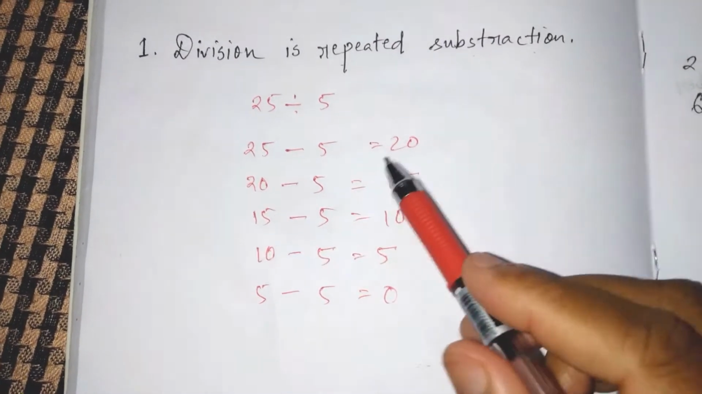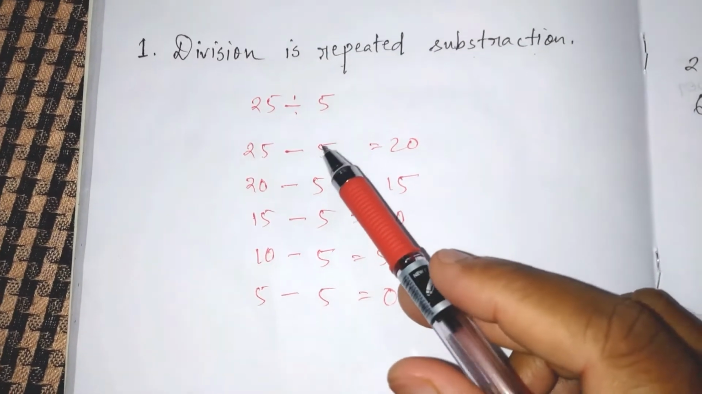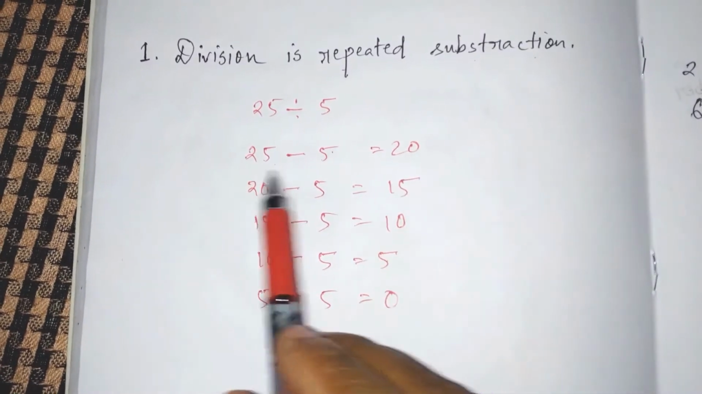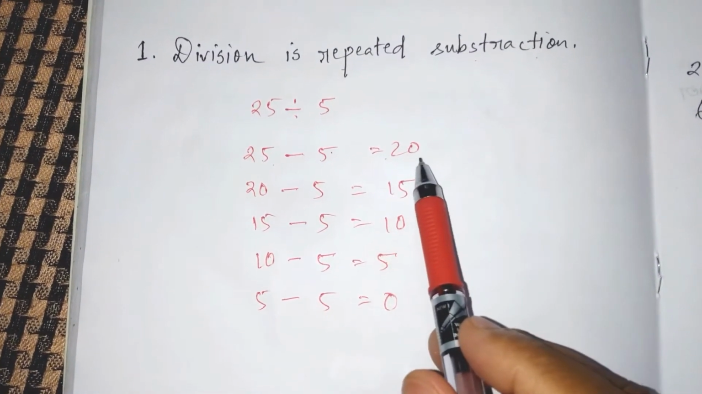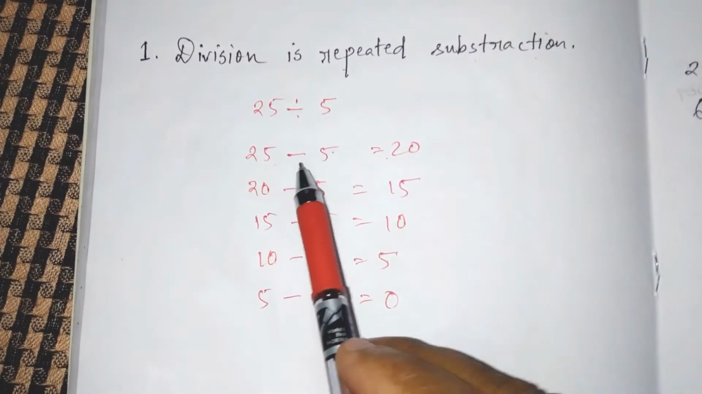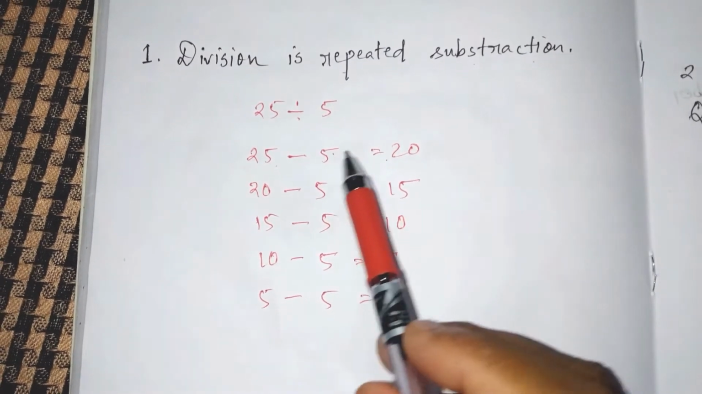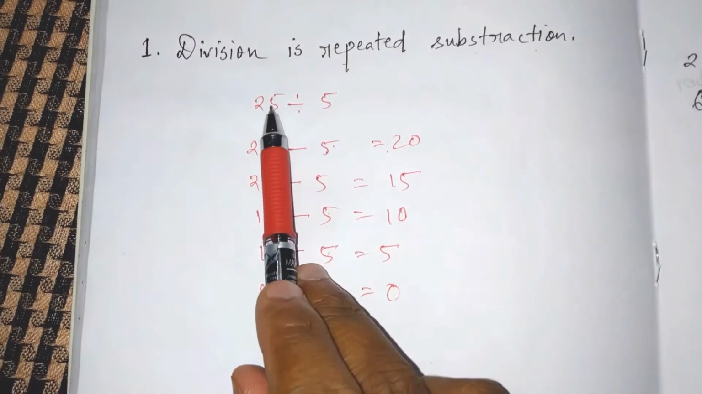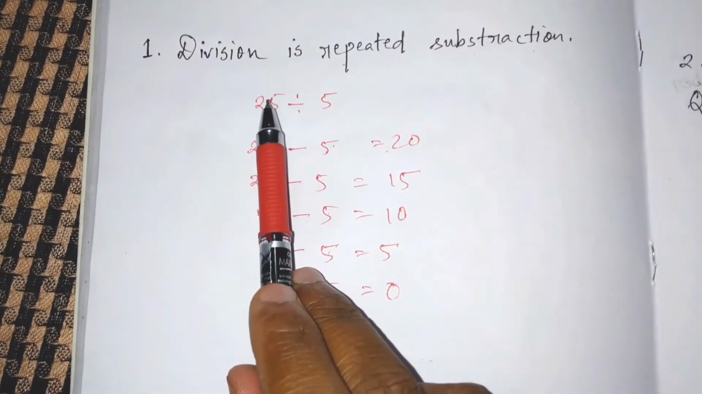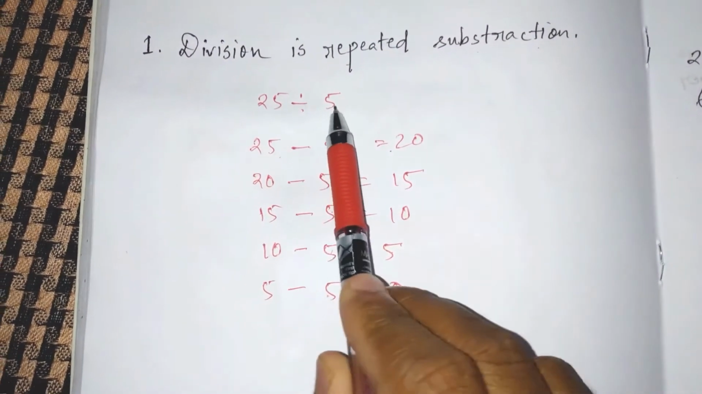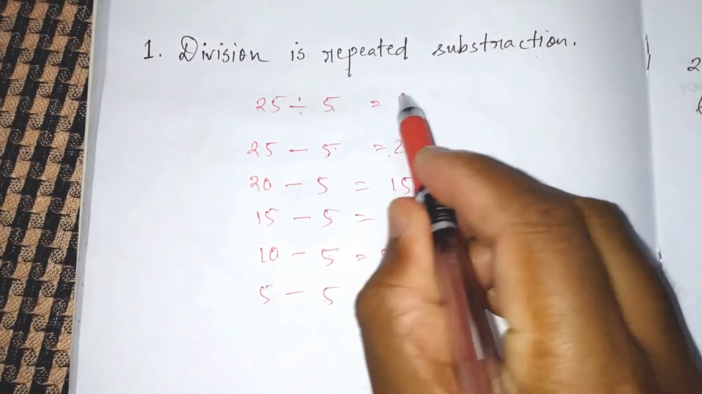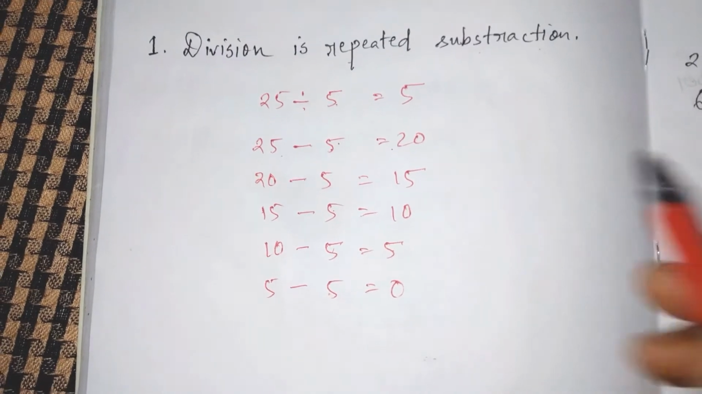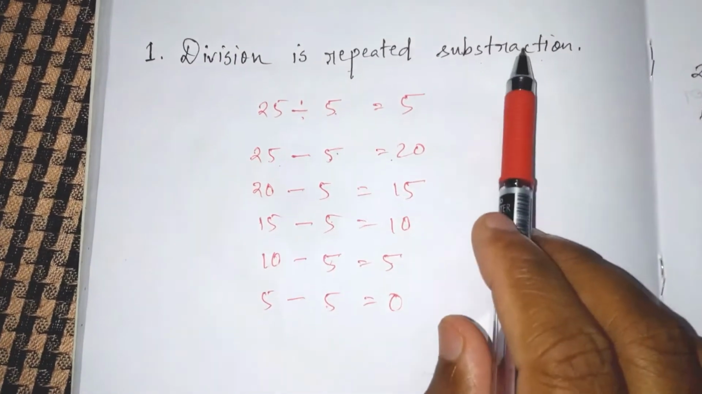So I have to subtract 5 from each number which I get in the result. You see how many times I have subtracted 5: 1 2 3 4 5. That means if I divide 25 by 5, then I will get 5. So in this way we can say division is repeated subtraction.